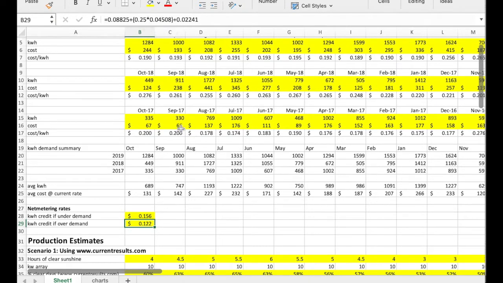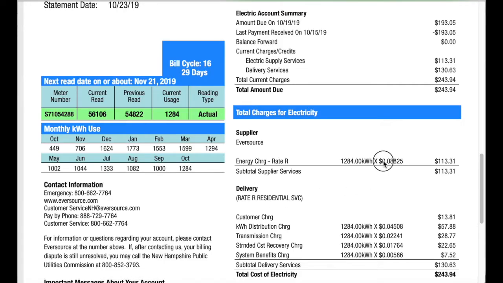If you are one of the lucky ones and your utility simply gives you a full kilowatt credit for every kilowatt you push back to the grid, then you can just add up all of those individual rate components on your bill and take that full amount and put it in both cells.